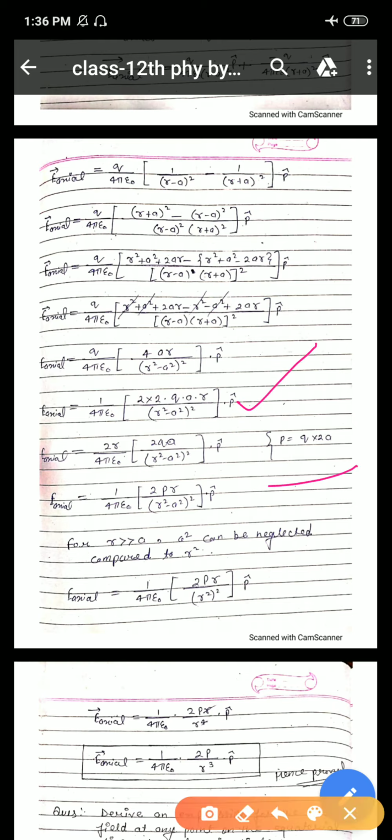So now p is what? Dipole moment. Then what is the value of dipole moment? p into 2a. So we can write here p, then this one is the 2r. Is it clear?